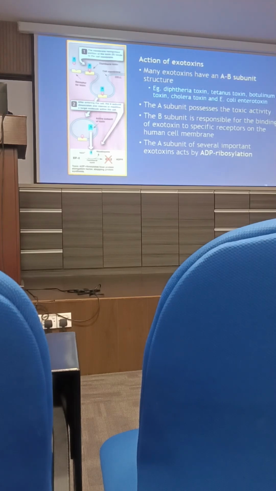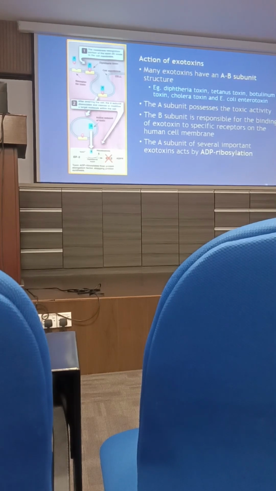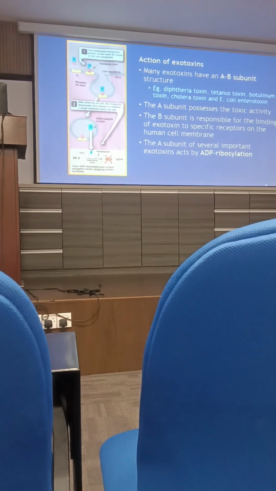So, action of exotoxins. Many exotoxins have an AB subunit structure. A is for activity, so the A subunit possesses the toxic activity. B is for binding. The B subunit is responsible for binding to specific receptors on the host cell membrane. Several important exotoxins act by ADP ribosylation. For example, this is diphtheria toxin, which also has an AB subunit. So we are talking about exotoxin here, not endotoxin. Exotoxin is a secreted toxin.